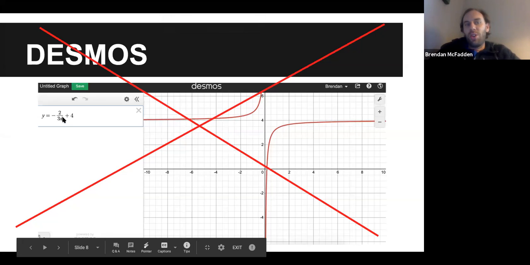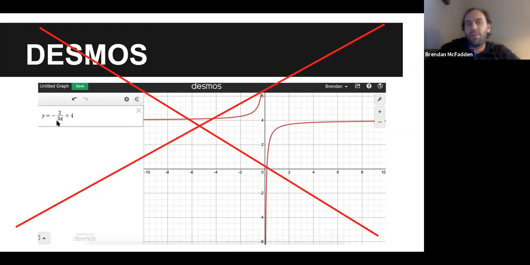The x shouldn't go on the bottom of your fraction. It is negative 2/3 times x, or the x should be next to the 2/3 plus 4. So if you did this, you're going to get a crazy looking graph because our variable is in the bottom of a fraction. That's not what we want.